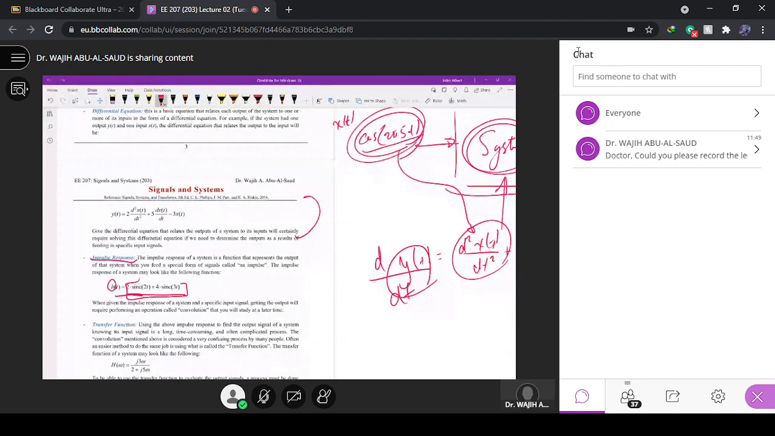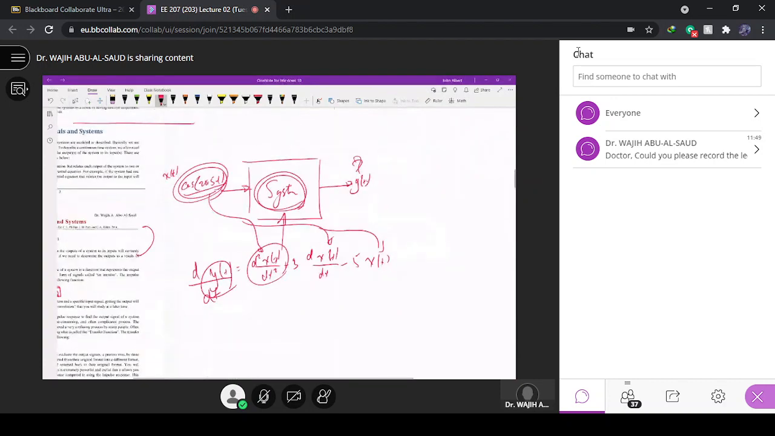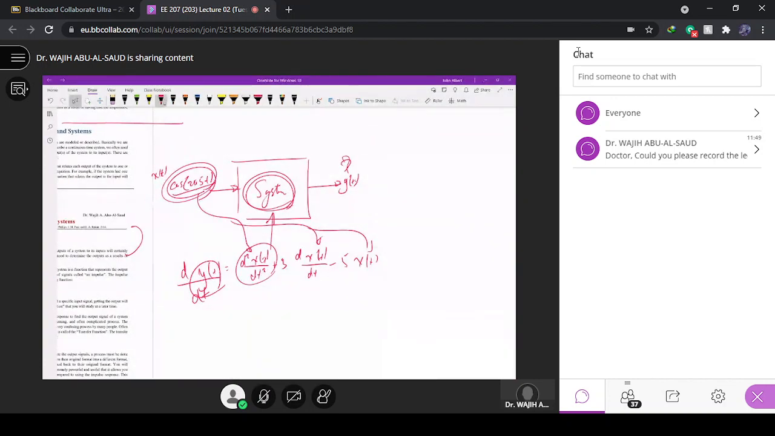This is not sine, it's sinc. But don't worry about it. Basically, the impulse response will be a function of time. And now, to be able to find what the output y of t is, you'll have to do an operation between the input signal and the impulse response of the system.